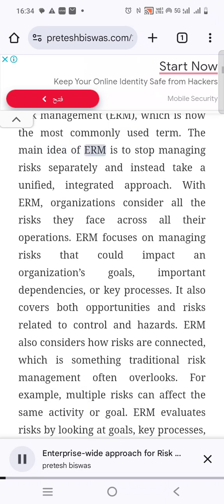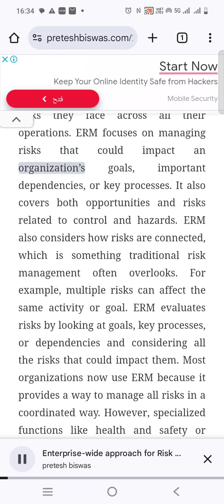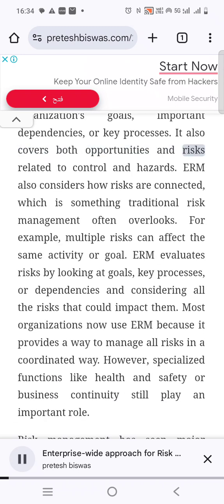The main idea of ERM is to stop managing risks separately and instead take a unified, integrated approach. With ERM, organizations consider all the risks they face across all their operations. ERM focuses on managing risks that could impact an organization's goals, important dependencies, or key processes. It also covers both opportunities and risks related to control and hazards.